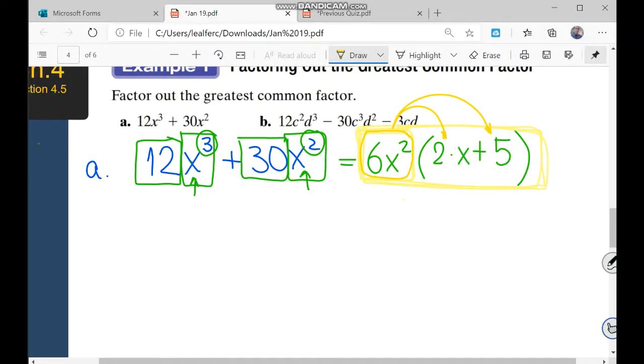But then again, you can do this in your mind, right? 6x squared times 2x is going to be 12x cubed. Yes, 12x cubed, that's right. Plus 6x squared times 5, 30x squared. That's right, that's right.